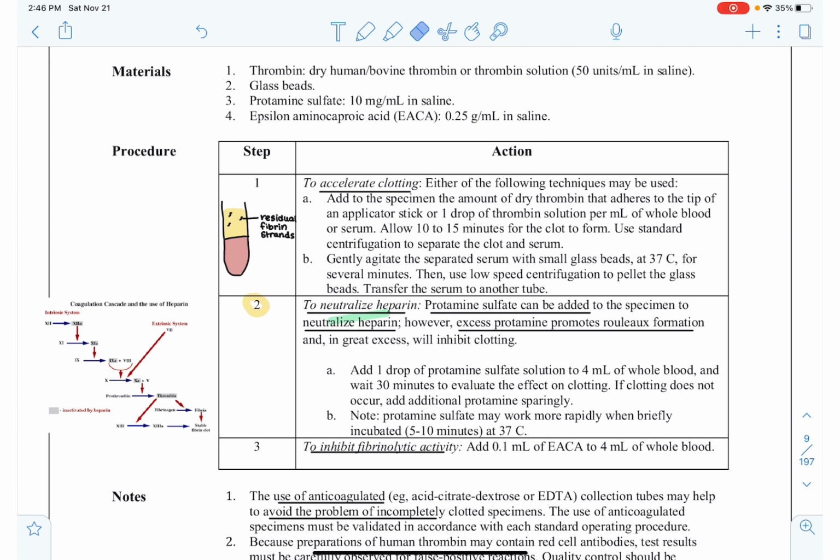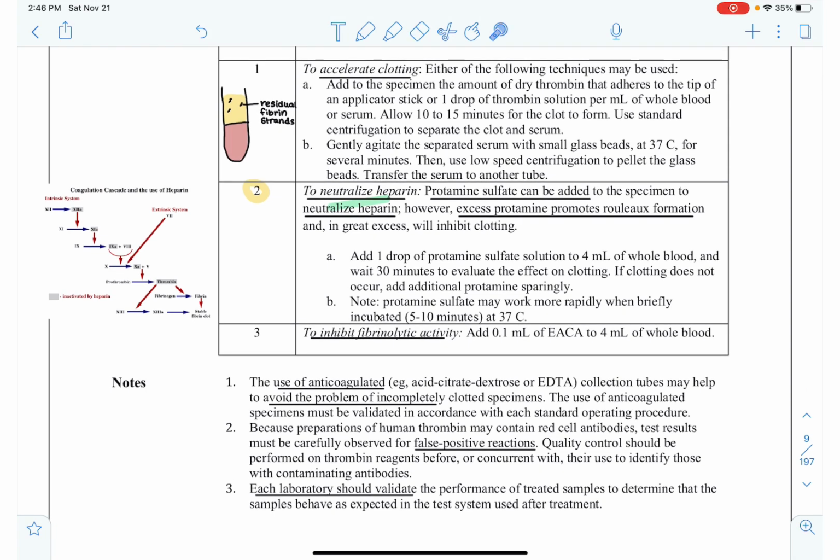Note that the use of anticoagulated collection tubes, as noted in our limitations sections at the bottom, may help to avoid the problem of clotted specimens. Therefore, we do not often encounter these procedures in the blood bank because many of our tubes arrive in EDTA-coated tubes. Second, there is a possibility of false positive reactions, especially with thrombin and protamine sulfate procedures.